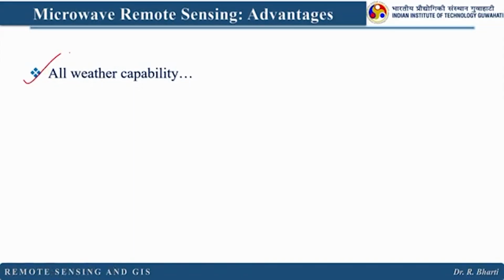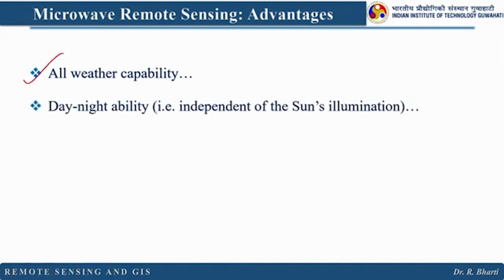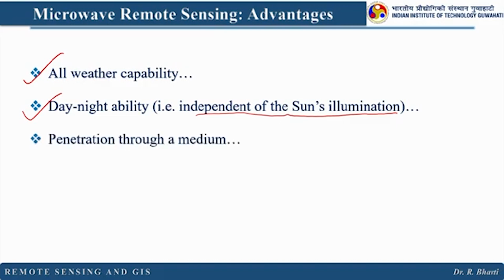So first one is all weather capability. Second one is day and night ability. So independent of the sun's illumination when you are engaged in active microwave remote sensing image generation, right. Penetration through a medium. So it can penetrate your target. Now we will see some examples.